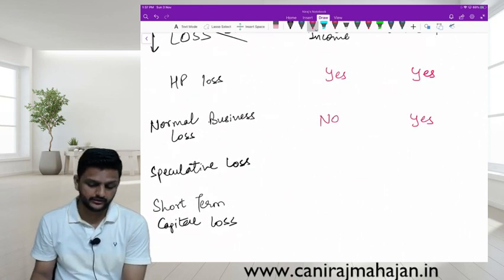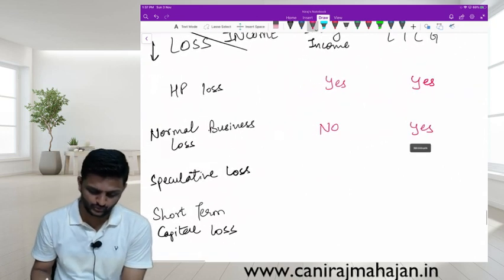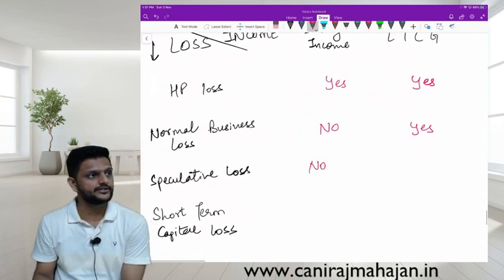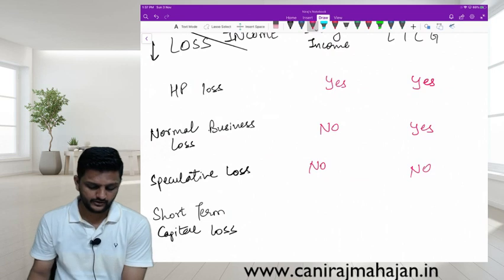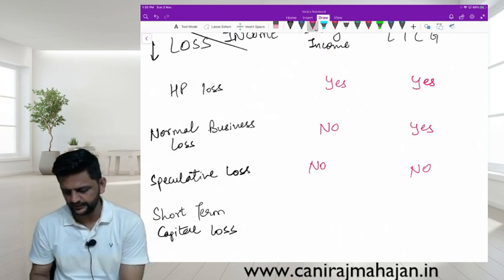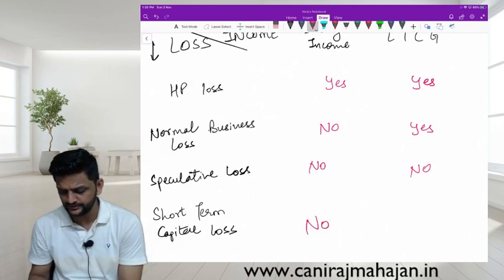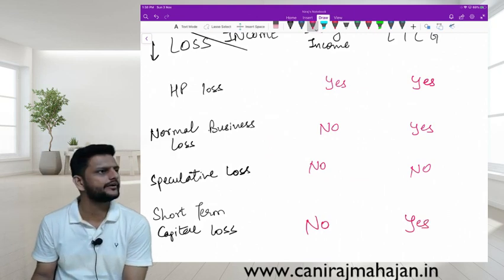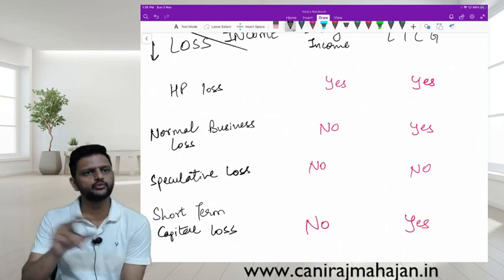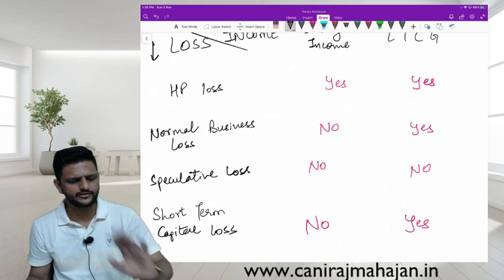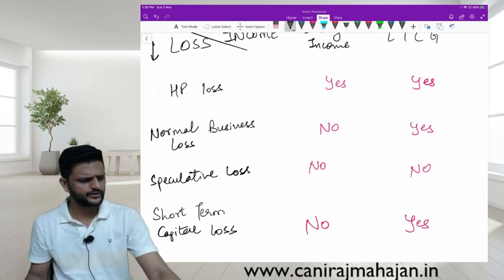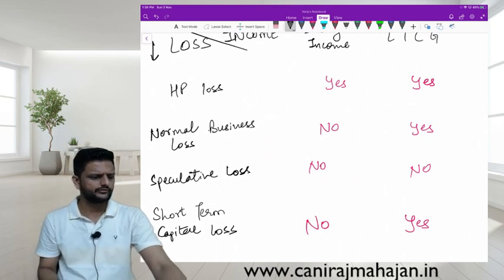Speculative loss can be adjusted against salary income? No. Speculative against LTCG? No. Very good. Short term capital loss, salary income? No. Intra-head or inter-head not allowed, but this? Yes. Everyone got it? This will help you arrange the sequence of what is to be done when. Question 4: calculation of income chargeable to tax.